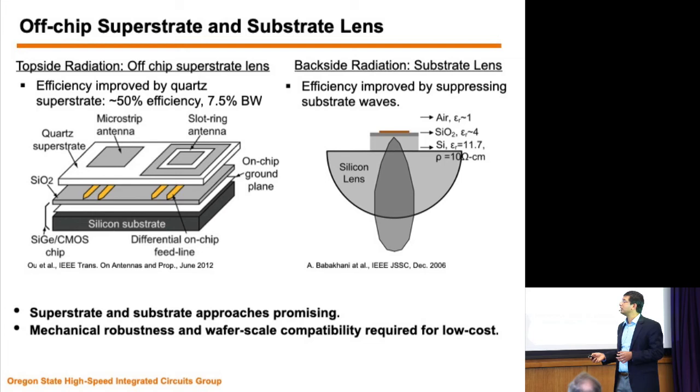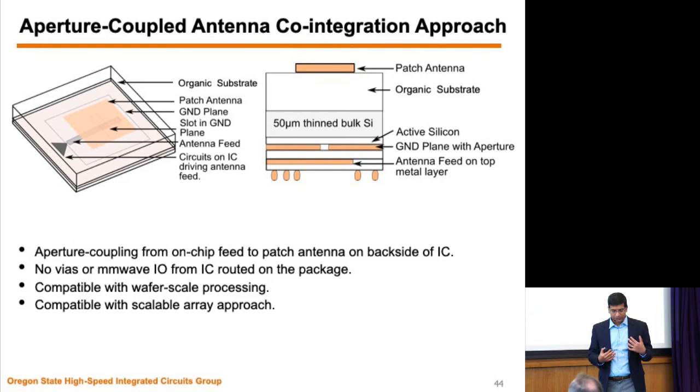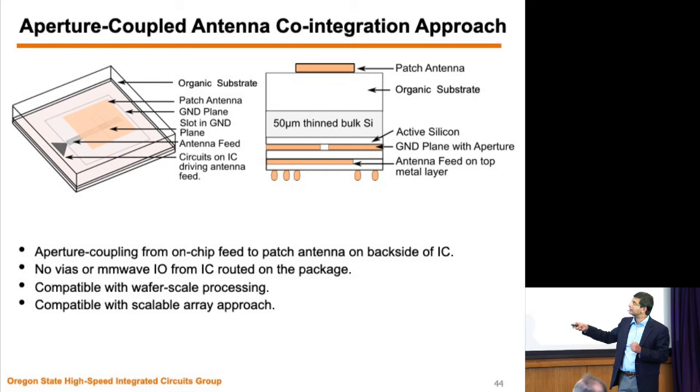What we have been doing is proposing an approach where we do an aperture coupled antenna, which has some benefits. So the idea is that we put the feed layer on the IC, and we put the ground plane with a slot on the IC. So this is the IC upside down. This is the top of the IC with either the solder bumps or where we wire bond, where the pads are. And this is the back side of the IC.